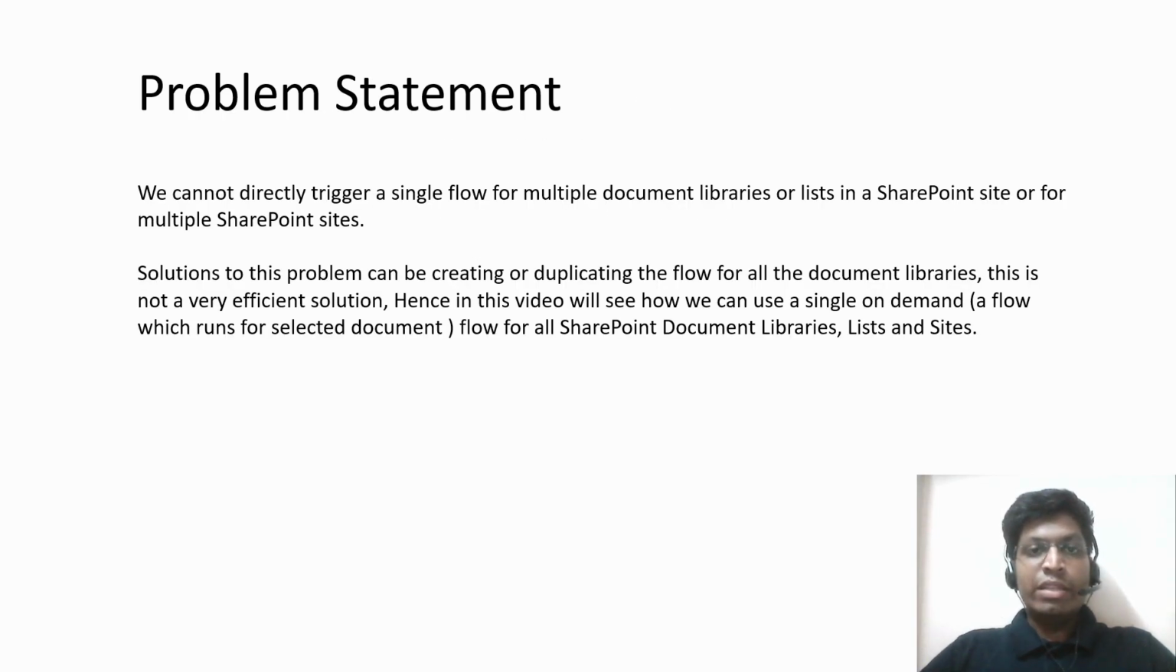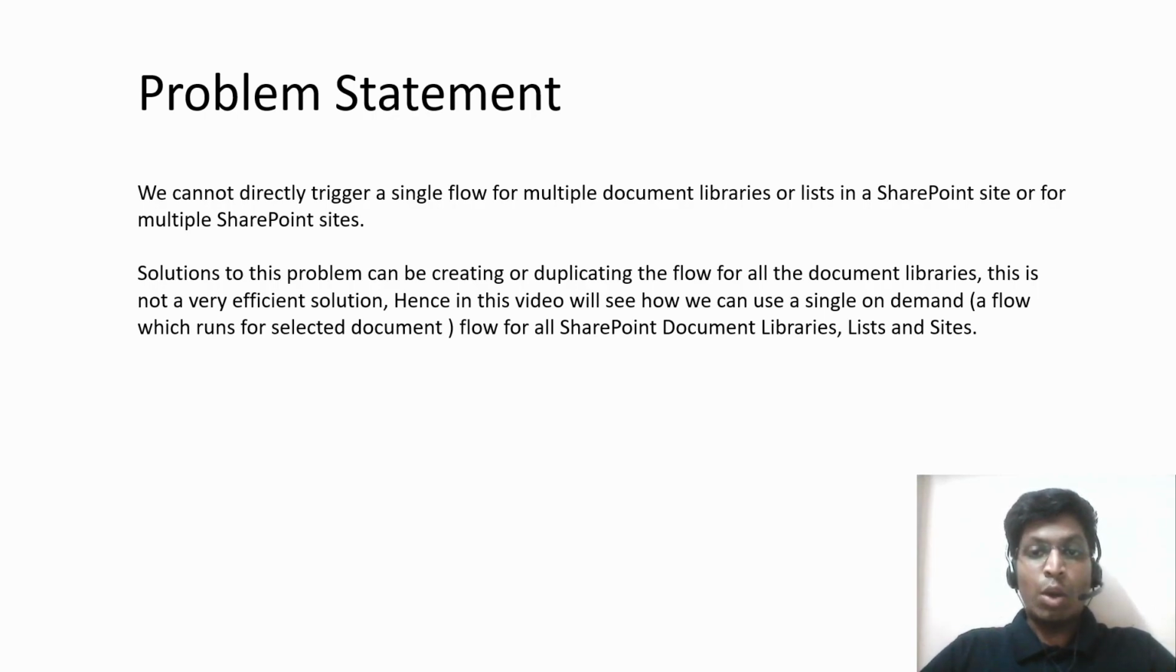So why do we need this flow? The problem which I faced, or which we face, is with the current SharePoint triggers available in Power Automate: we cannot use those triggers with multiple document libraries. It takes only a single input at a single time. So a very commonly used solution for this is creating and duplicating the flow for different document libraries. This is not a very efficient solution.